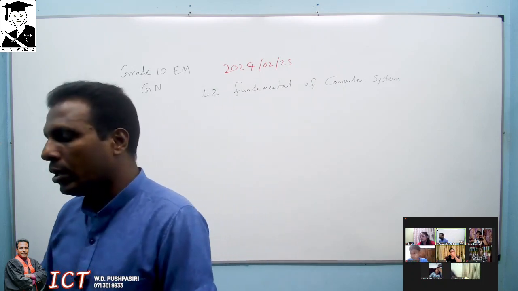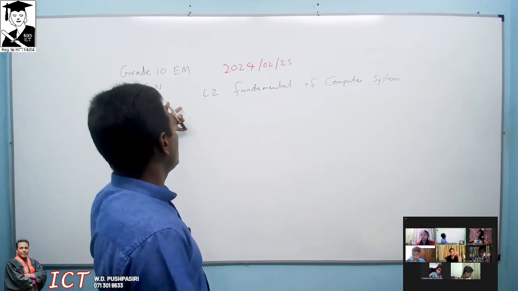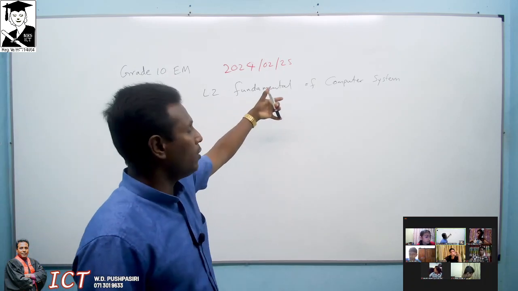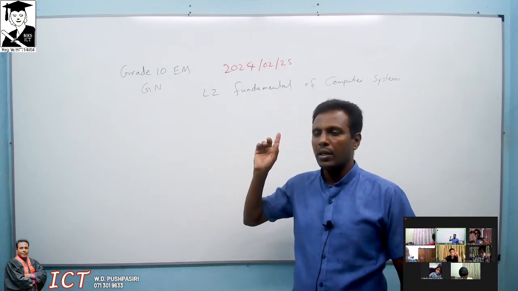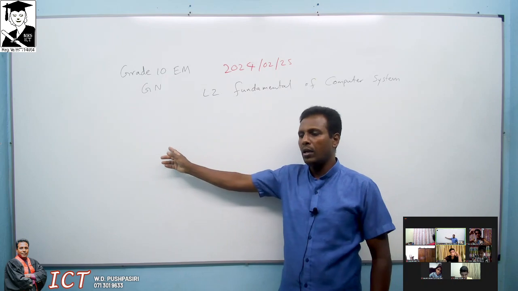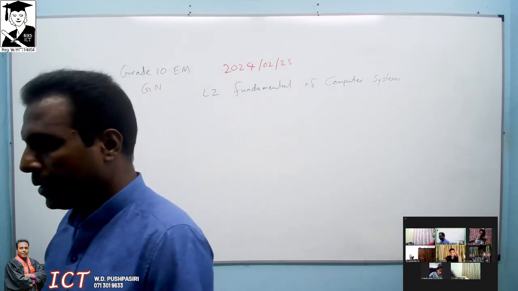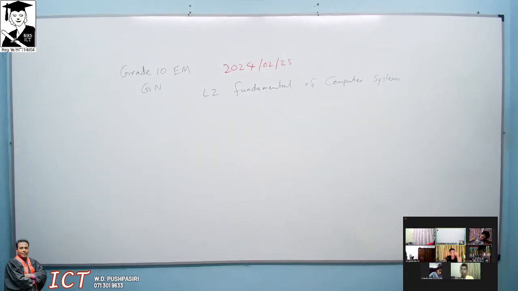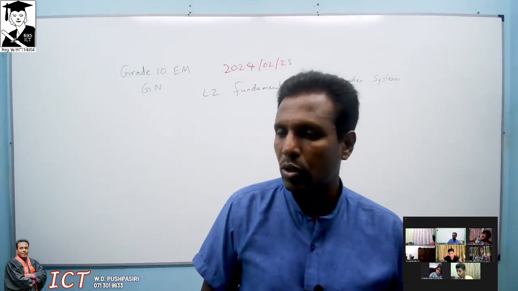So we will write down now. Write down what is a computer. Write down only the lesson number 2, fundamentals of computer system. That is the heading. After writing this heading, you can write down a subheading called what is a computer system. I think all of you may have the textbooks with you, no?